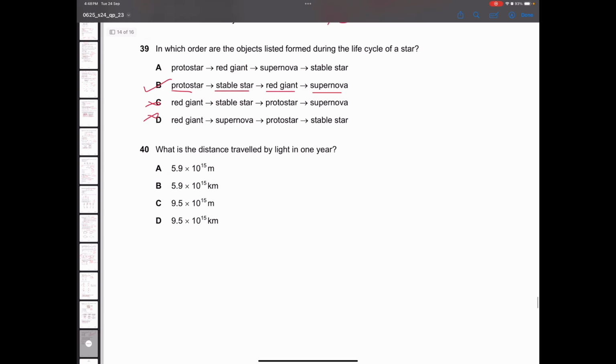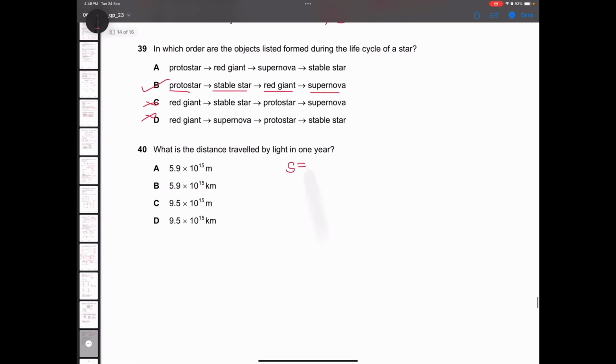Now, next question. What is the distance traveled by light in 1 year? And the units are in kilometer meter. So let's try. Speed is equal to distance by time. Speed of light is 3 times 10 to the power 8 meters per second. Distance, let's say we are not aware, I'll keep it as x. Time will be 365 times 60 times 60 times 24. So if we do 3 times 365 times 60 times 60 times 24 times 10 to the power 8, the answer will come out to be nearly C.